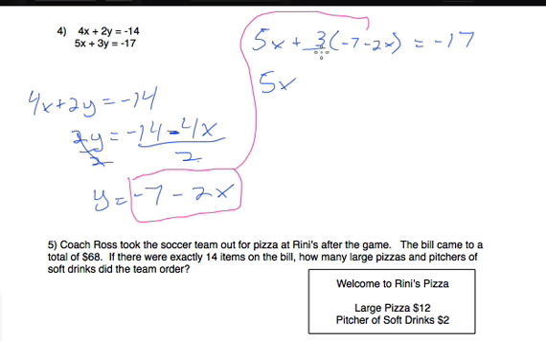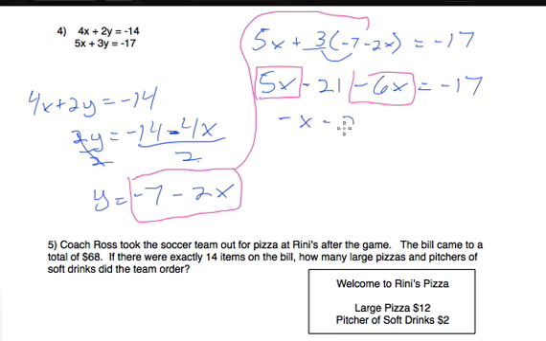Now we have positive 3 times negative 7 is negative 21. Positive 3 times negative 2x is negative 6x, and that equals negative 17. Now, let's combine our like terms. 5x and negative 6x. When you add 5 to negative 6, what do you get? You get negative x, minus 21 equals negative 17.